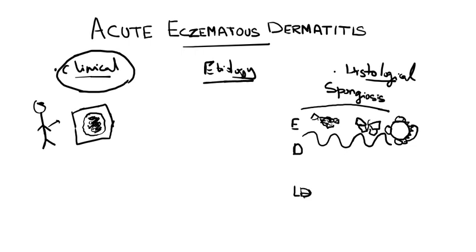If it is due to endogenous antigens, it's called atopy or atopic dermatitis. An example for exogenous antigens is allergic contact dermatitis. So allergic contact dermatitis is an example for exogenous antigens, and atopic dermatitis is an example for acute eczematous dermatitis due to endogenous antigens. So this is, in very brief form, what acute eczematous dermatitis is.